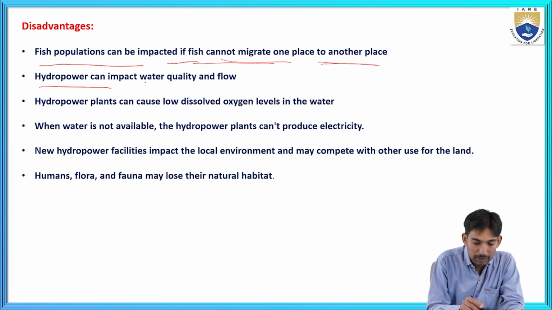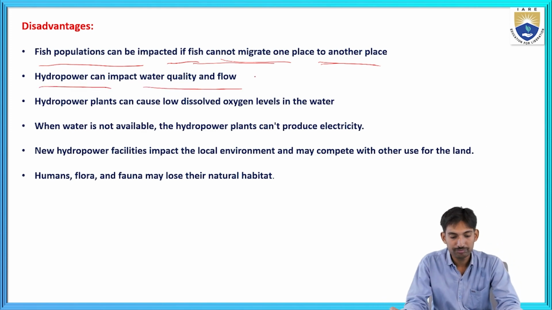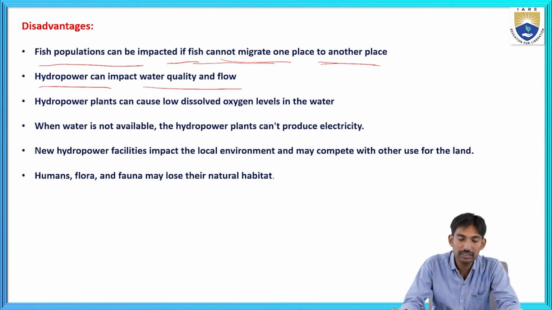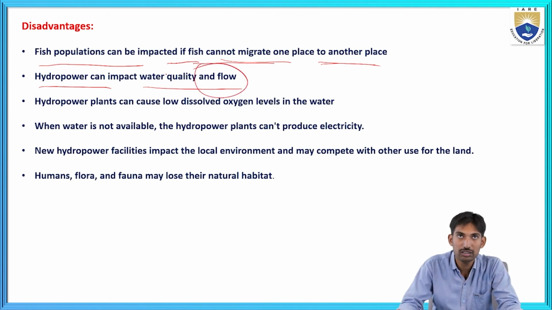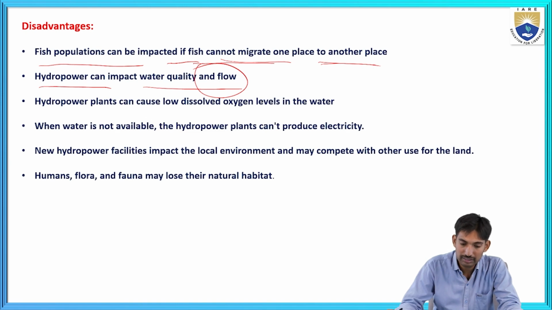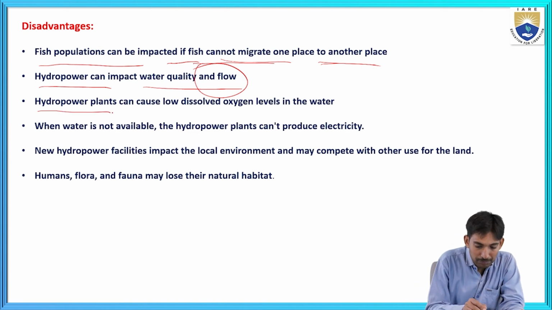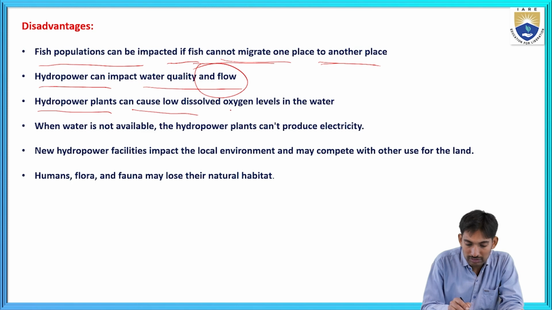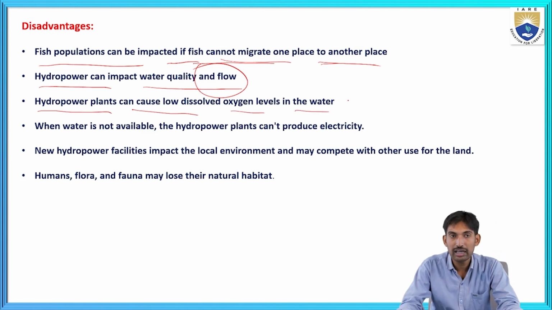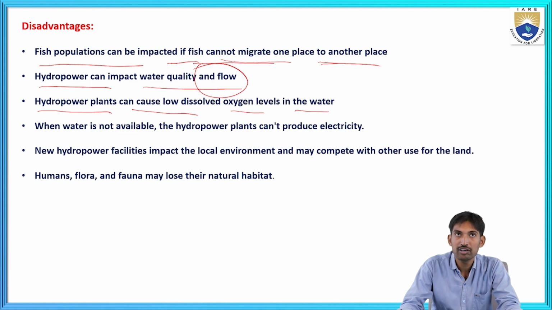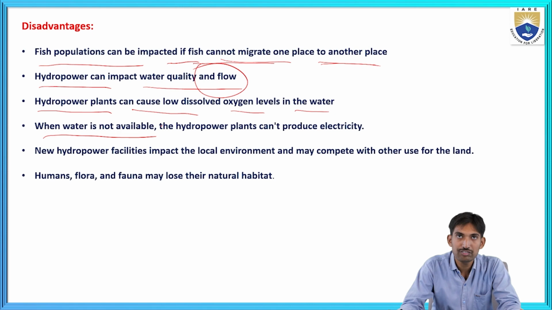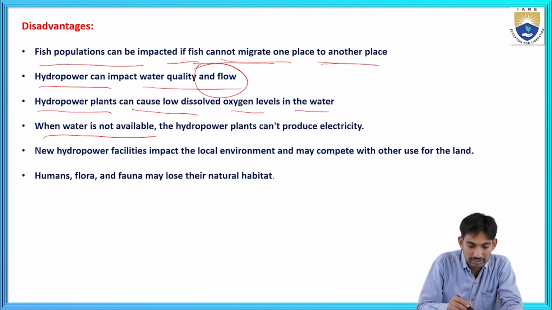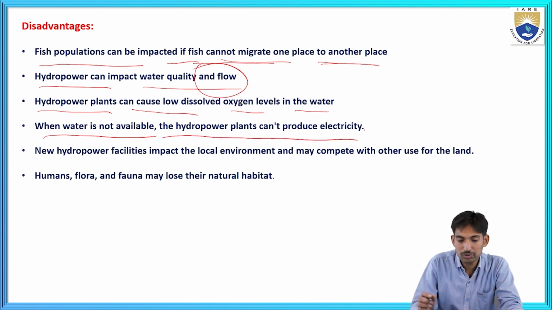Hydropower can also impact water quality and the flow of the water. The hydropower plants can cause low dissolved oxygen levels in the water. When there is no water in the reservoir, the hydropower plants cannot produce electricity.